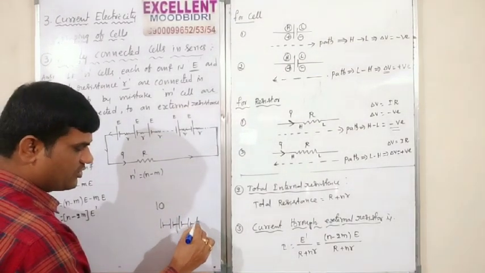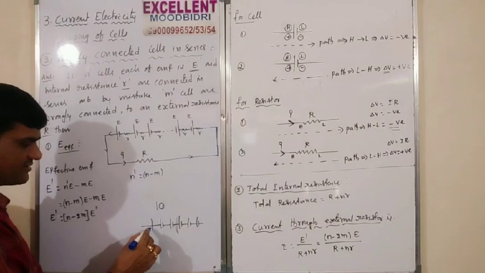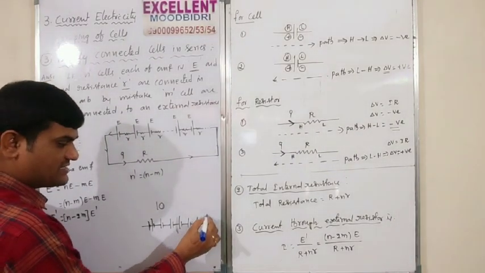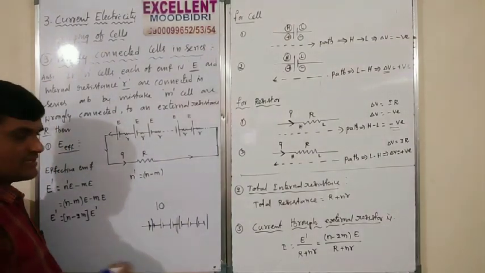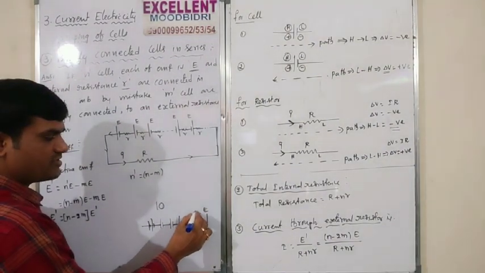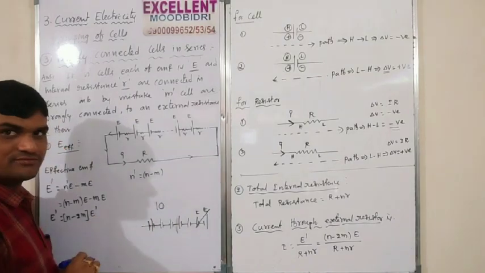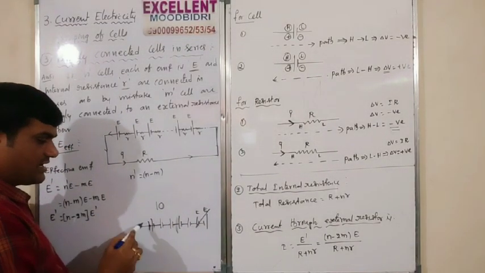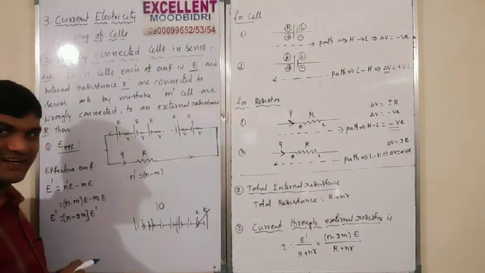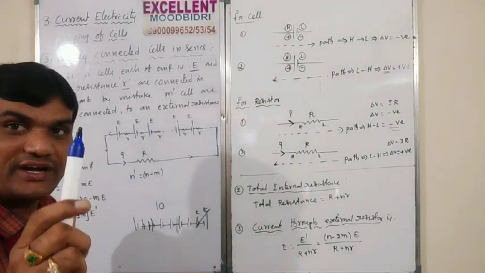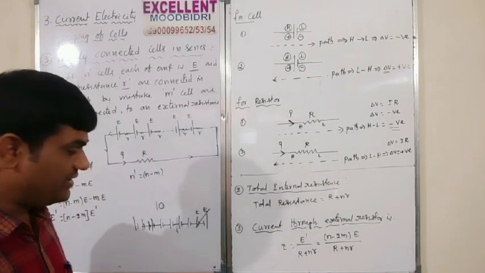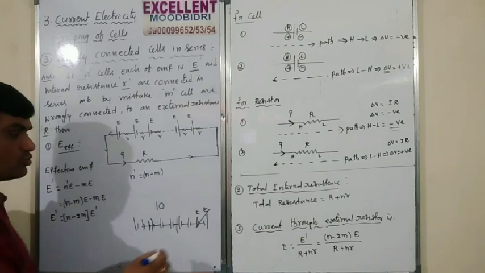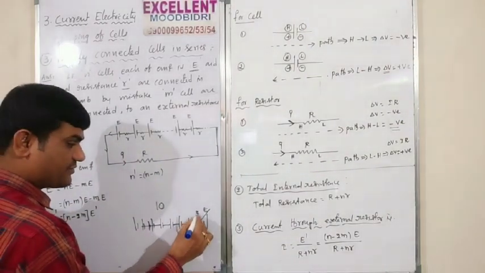In this manner, how many cells are there? 10 cells. We should connect them in a series combination. For example, one cell I connect in reverse. This EMF is also the same, this EMF is also the same. Then what would be? Both are cancelled out. Remaining cells, how many will be there? 1, 2, 3, 4, 5, 6, 7 and 8 will come. Correct? That means if I connect one cell in reverse, the remaining cells are 8 only.